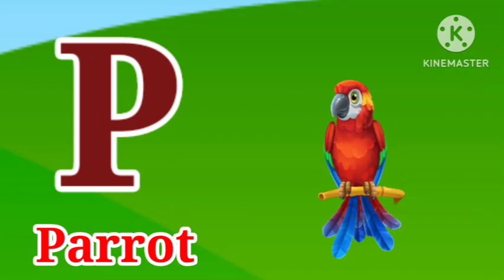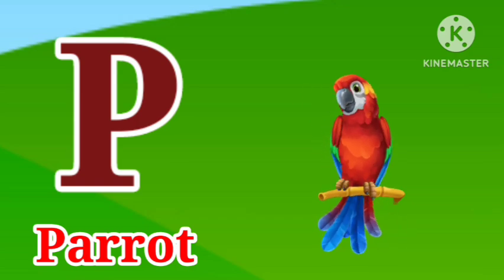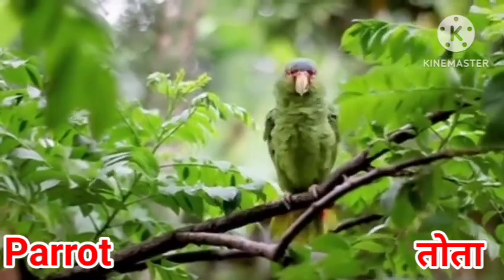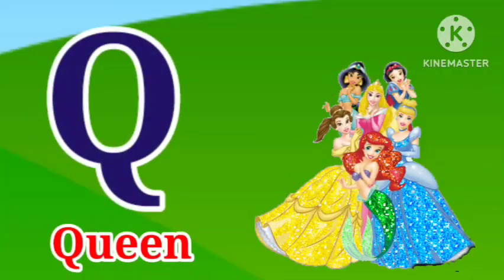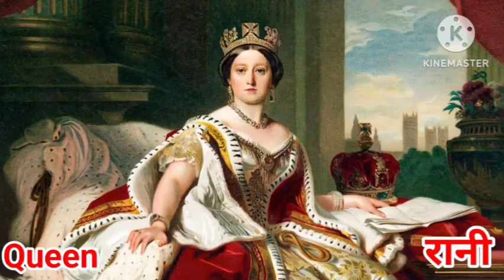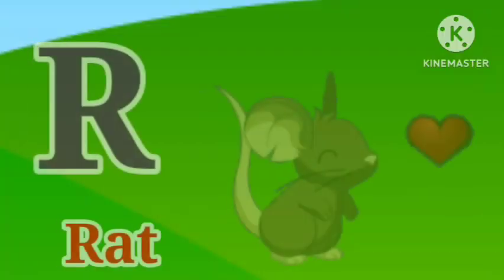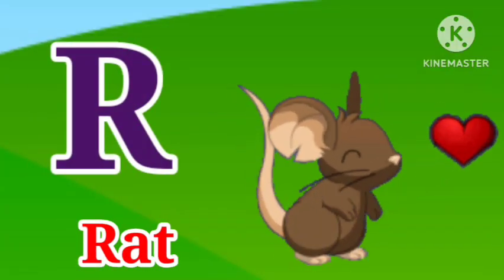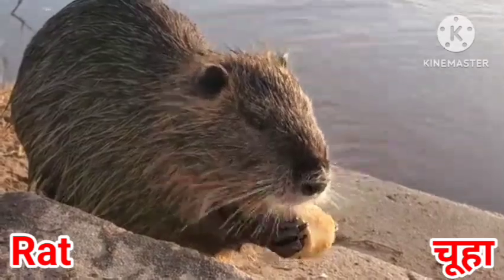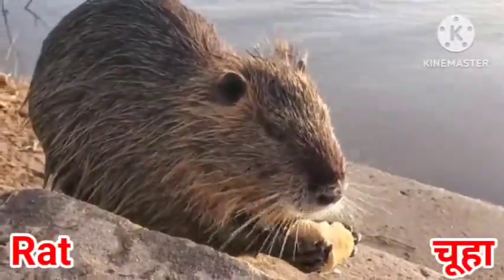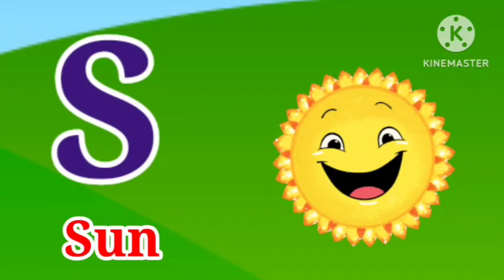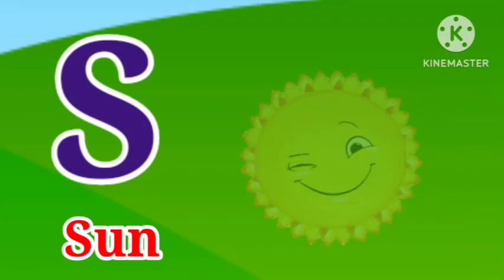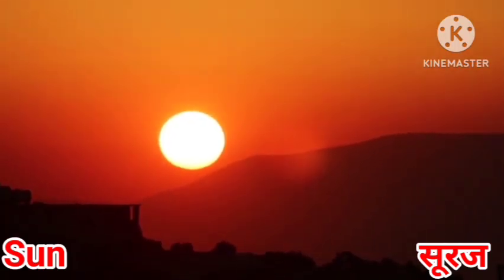P for parrot. P for parrot. Parrot means Tota. Q for queen. Q for queen. Queen means Rani. R for rat. R for rat. Rat means Chuha. S for sun. S for sun. Sun means Suraj.